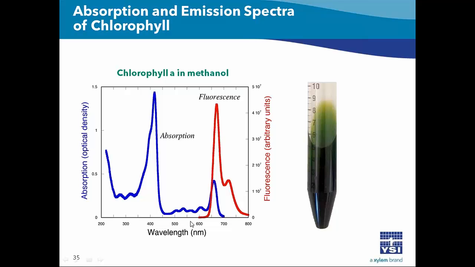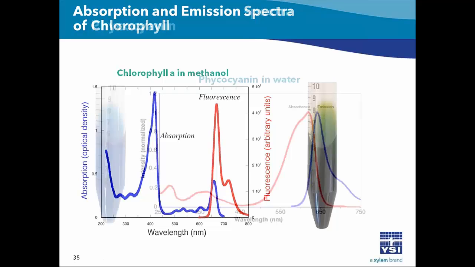But that light that it emits, remember, has to be of a lower energy or a longer wavelength, and that's why its fluorescence or emission spectrum is out here closer to 680. You also get a little bump out here. That is sometimes called the EEMs, the excitation emission spectrum for chlorophyll.